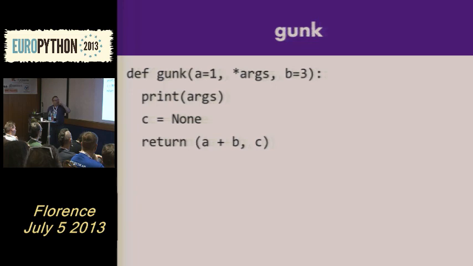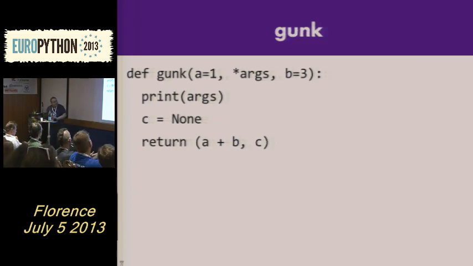It has a default of 1. And then we have a star args. That's going to be all the remaining positional arguments stuck into a list. Then we have a keyword-only argument named B with a default of 3. In the body of the function, we print out args. We create a local variable called C. We assign it an initial value of None. And then we return this stupid little tuple that contains A added to B, and then we print out and we add C to the end.